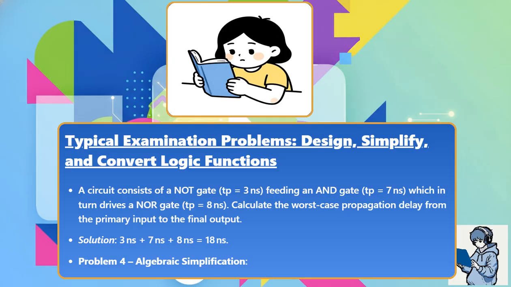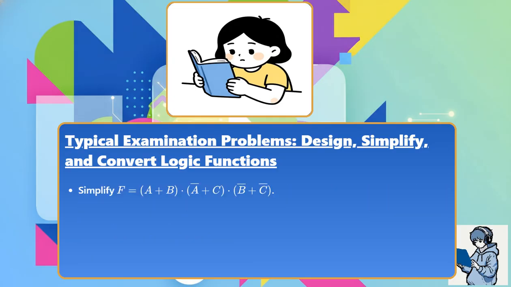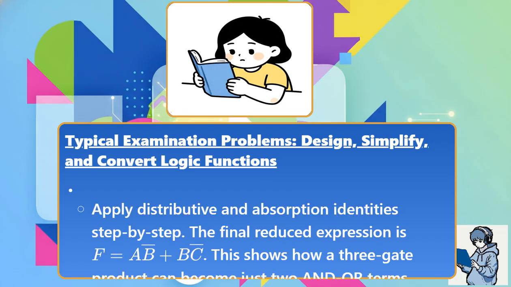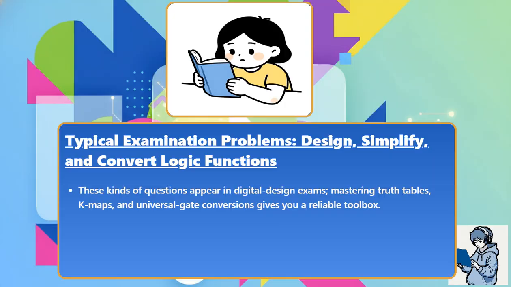Problem 4, algebraic simplification. Simplify F equals A plus B times not A plus C times not B plus not C. Apply distributive and absorption identities step by step. The final reduced expression is F equals A not B plus B not C. This shows how a 3-gate product can become just 2 AND-OR terms. These kinds of questions appear in digital design exams. Mastering truth tables, K-maps, and universal gate conversions gives you a reliable toolbox.